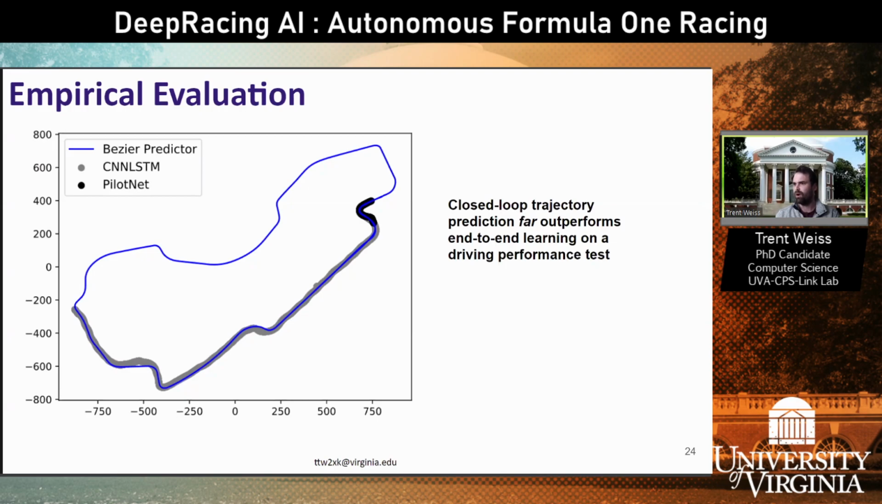It's worth noting that our Bezier curve predictor makes it all the way around the track numerous times, whereas both of the direct end-to-end methods we tested failed to do so. PilotNet crashed into the wall almost immediately, and a CNN-LSTM end-to-end approach we tested only made it about halfway around the track before becoming unstable.